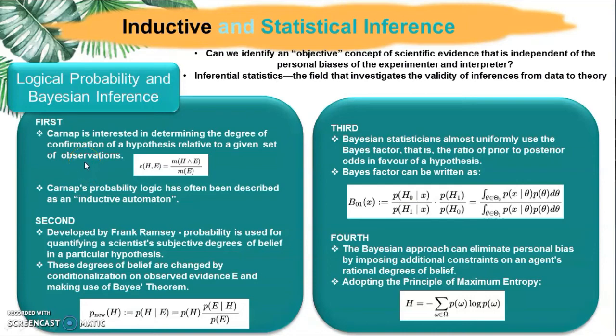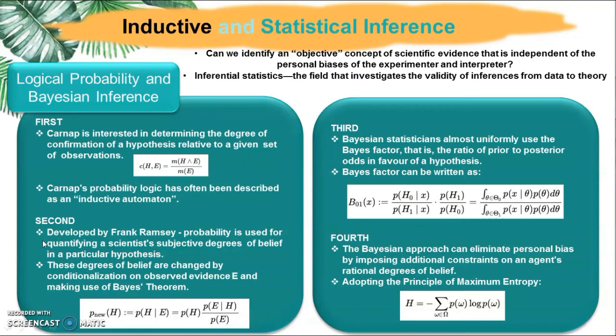Carnap is interested in determining the degree of confirmation of a hypothesis relative to a given set of observations. To calculate the degree of confirmation, Carnap came up with this formula. Carnap's probability logic has often been described as an inductive automaton.